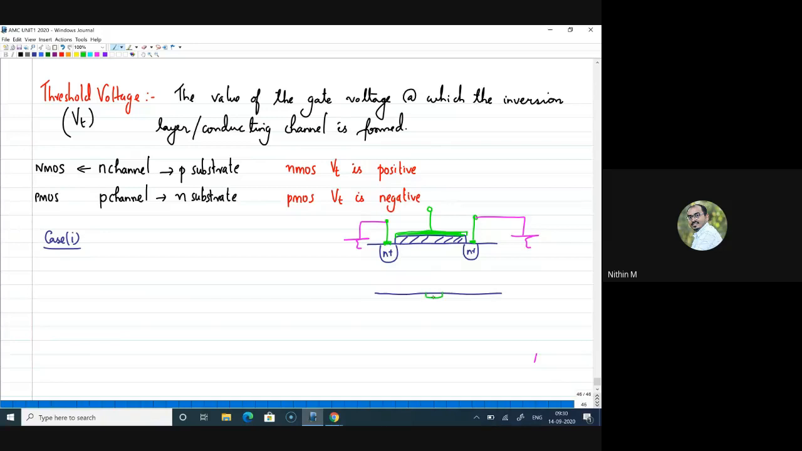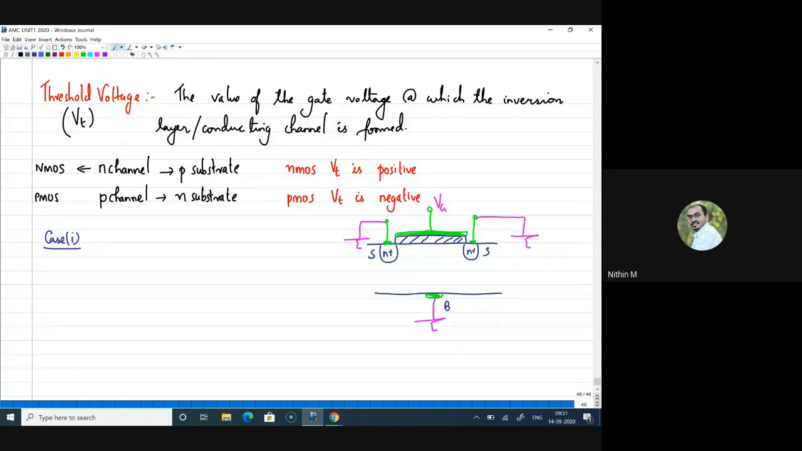Again, this body is also connected to ground, right? And we are looking at only this potential Vg. When I say Vg, it is actually VGS or VGB. Generally we call it VGS because the source is at a lower potential.